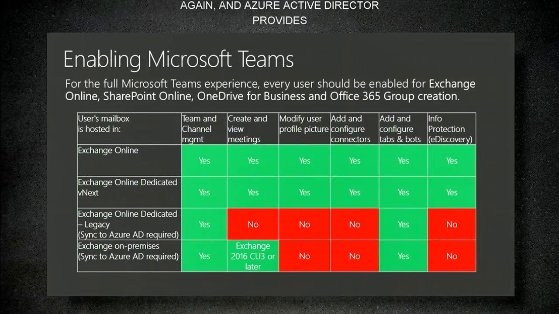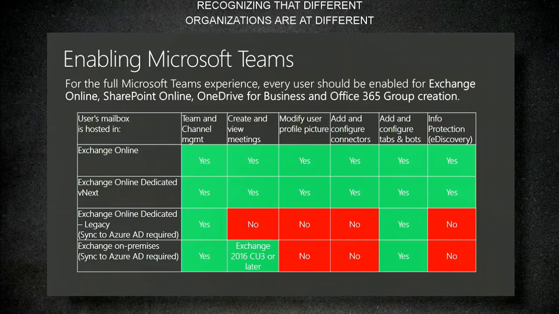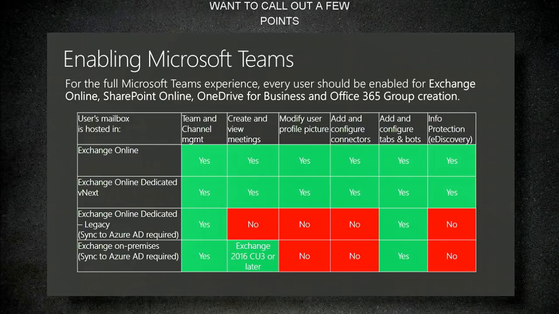So recognizing that different organizations are at different stages in moving to the cloud, I do want to call out a few points here. There's some folks who are on Exchange Online today, some who have Exchange Online Dedicated vNext. There's also something called Exchange Online Dedicated Legacy. And then, of course, there's folks who have Exchange on premises.